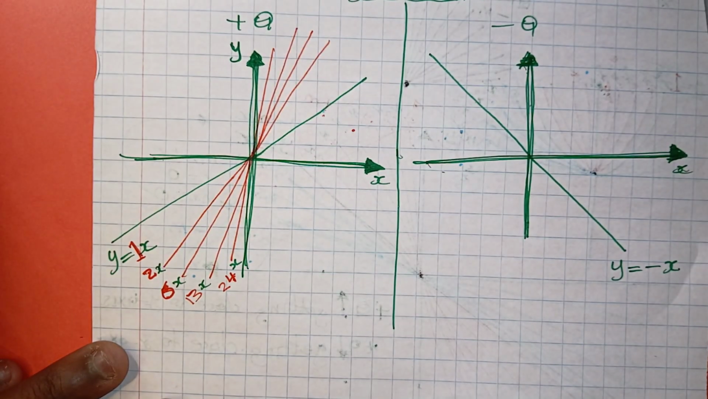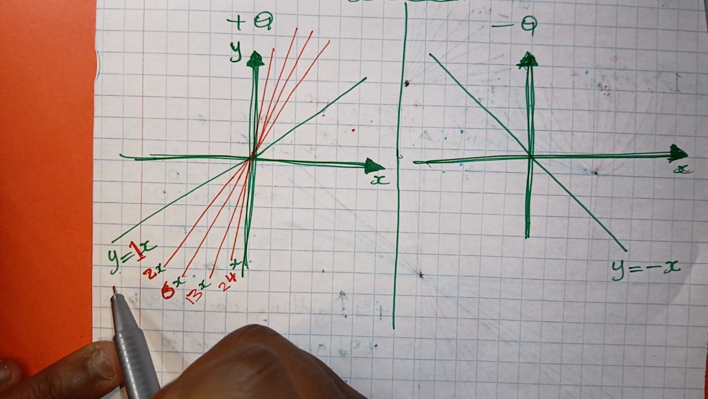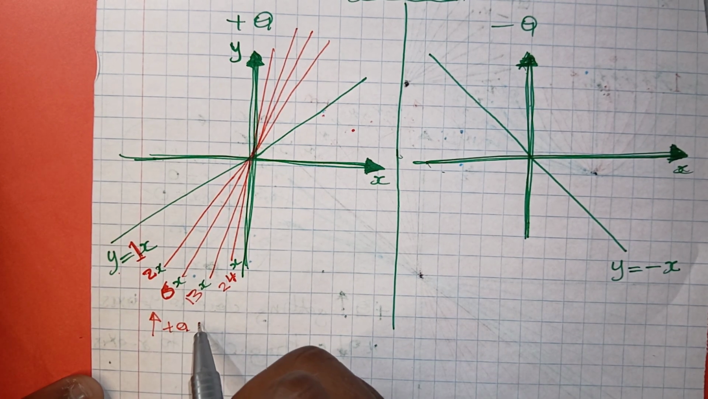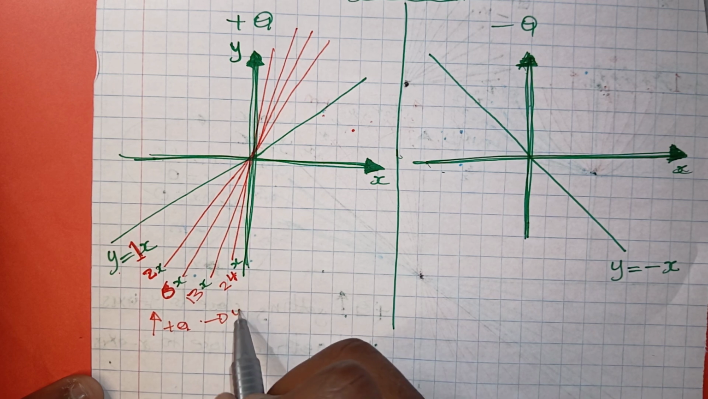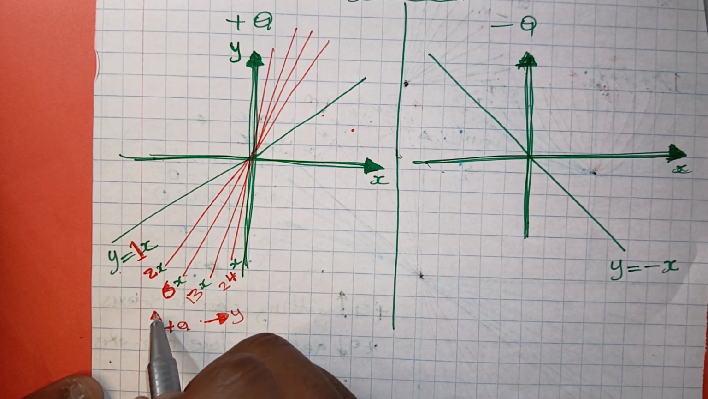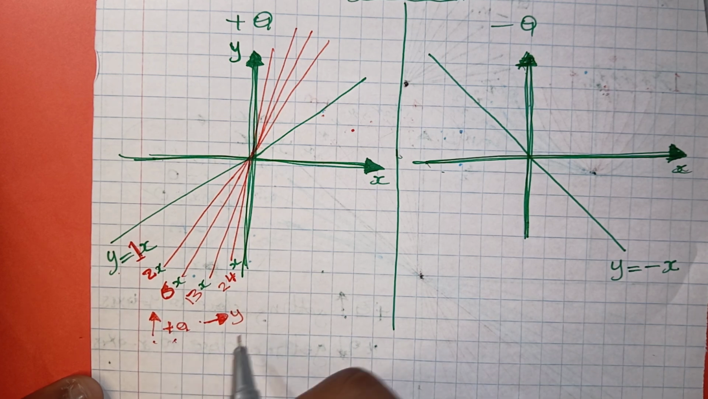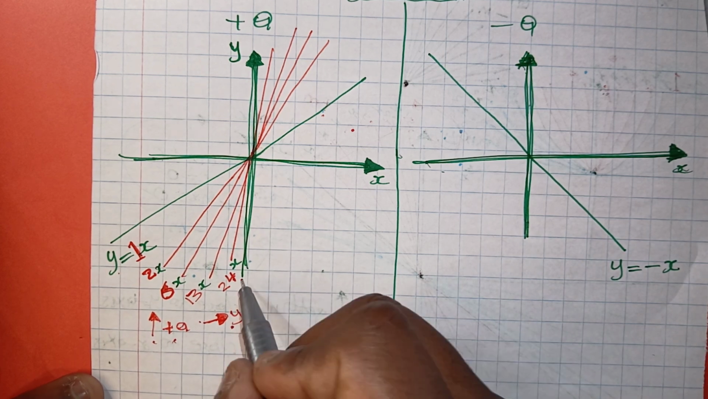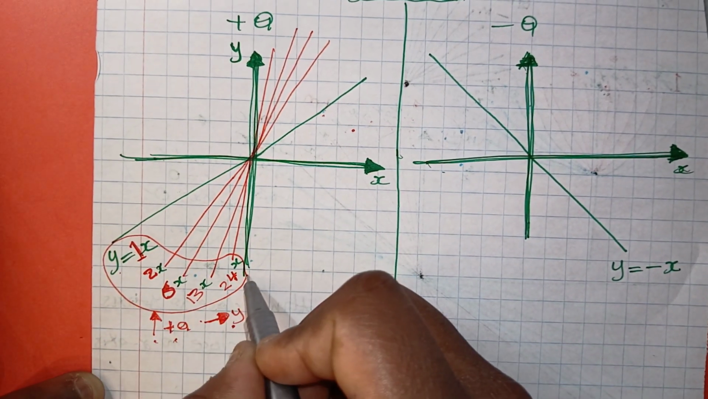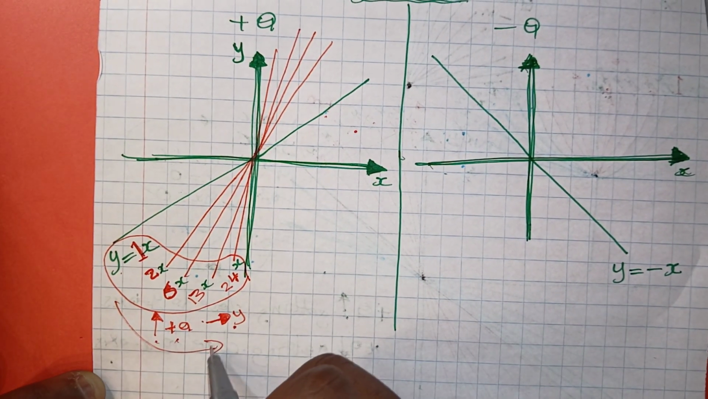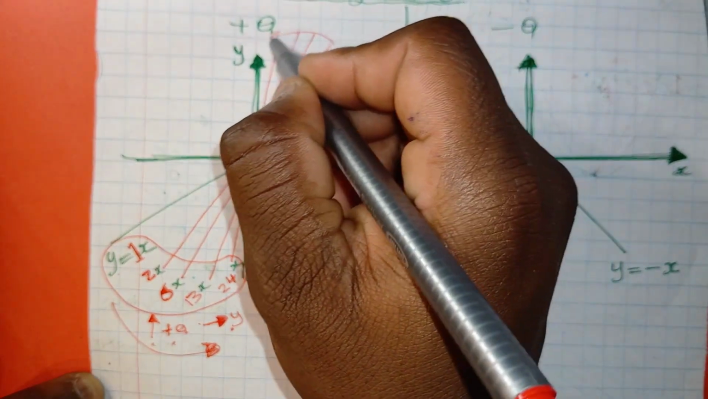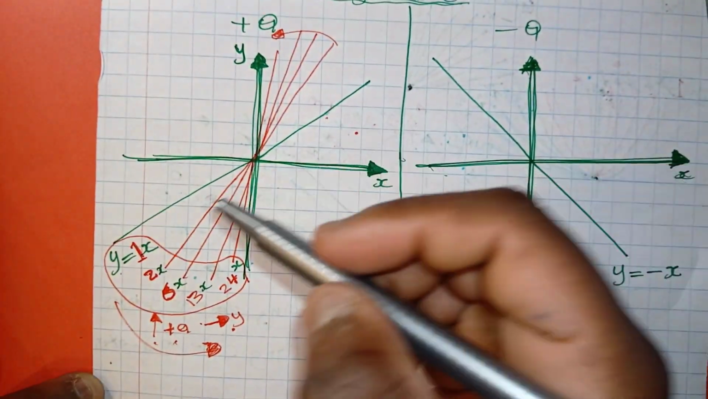Do you see that as I increase a positive gradient, I'm approaching the y values? As I increase the positive gradient, I'm approaching the y values, as you can see here.